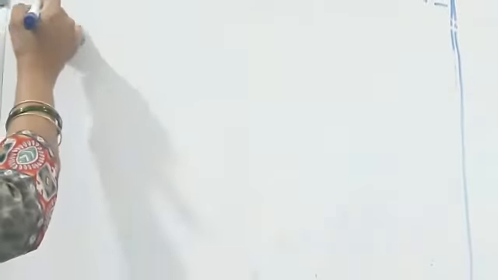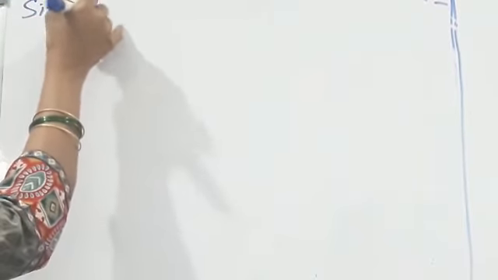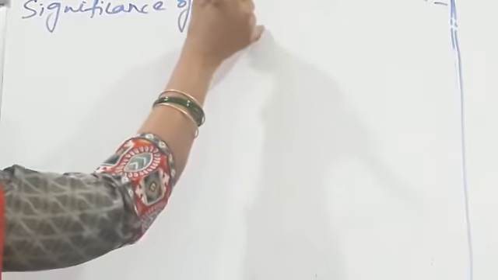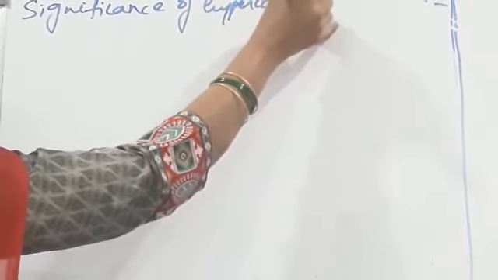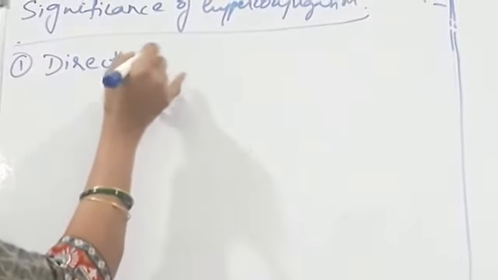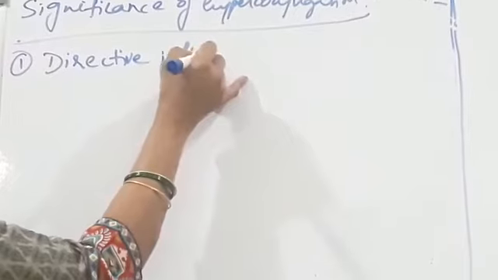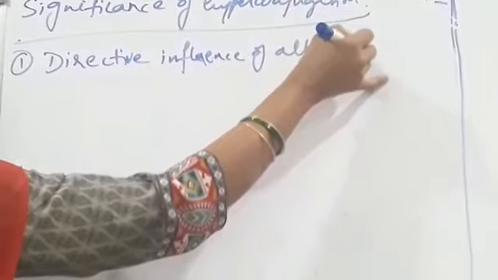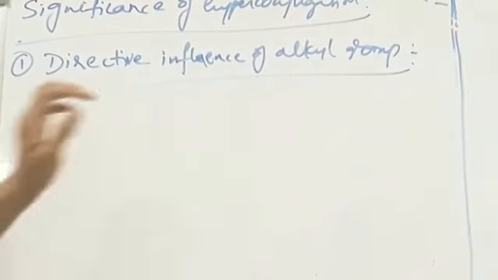Next term, significance of hyperconjugation. So first, coming to the directive influence of the alkyl group. So just now I explained hyperconjugation in toluene.